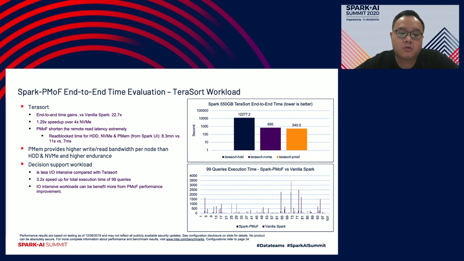For the decision support workload, because it is actually much less IO intensive, we did not see such a big performance improvement, but we still see a 3.2 times speedup compared with hard drive-based shuffling. But if we take a look at the bottom picture, we could see that those IO intensive queries were accelerated dramatically, but the CPU intensive ones were not as much, which is in line with our expectation.